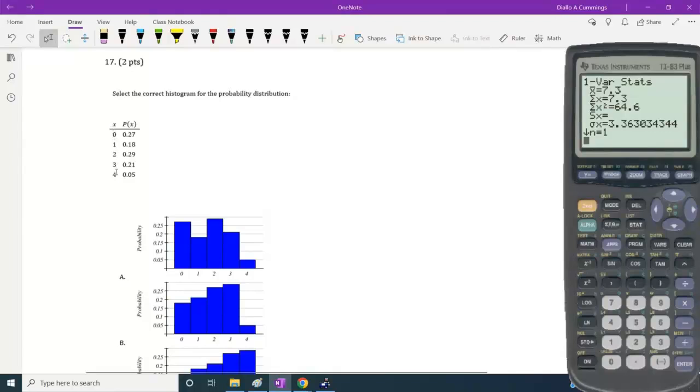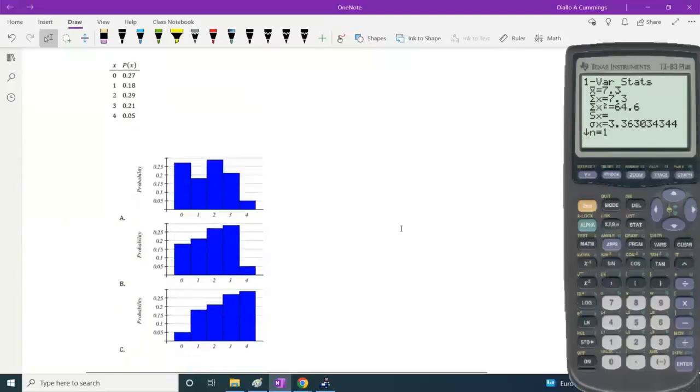This first column contains our random variable, and they don't really give us any indication of what this probability distribution stands for. But we're given 5 random variables, 0 through 4. They give us the probability for each random variable. We have to match it to a graph or a histogram. So for this first random variable 0, it should be at 0.27. So it looks like this first one is at about 0.27.